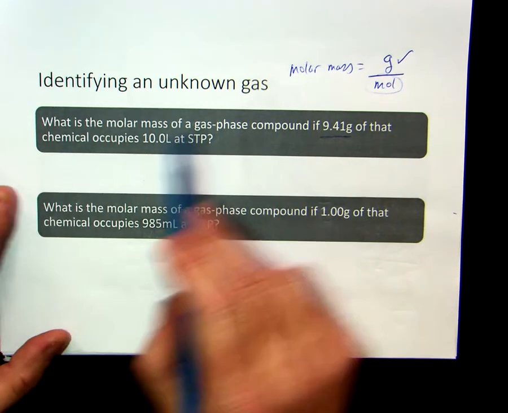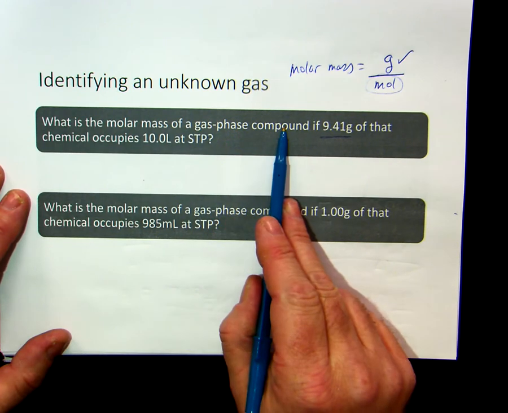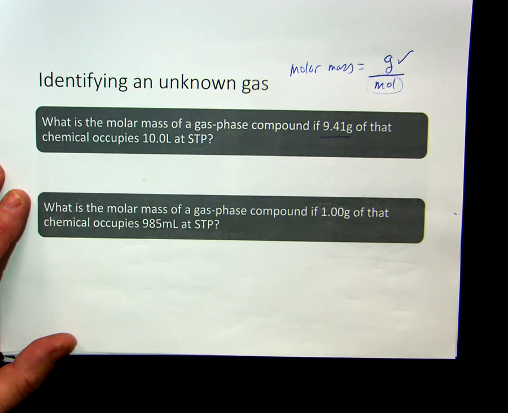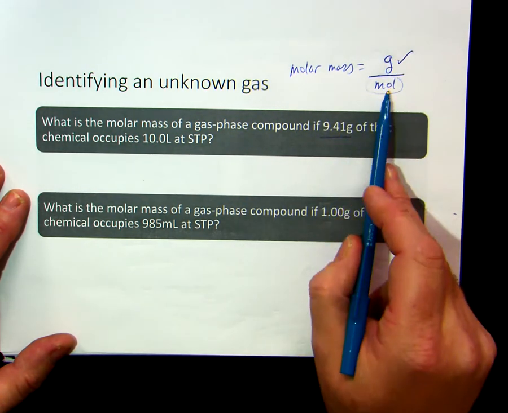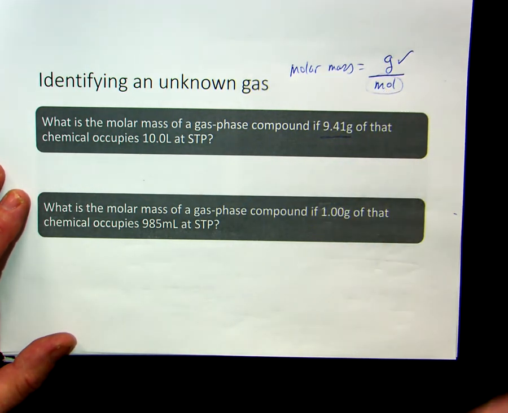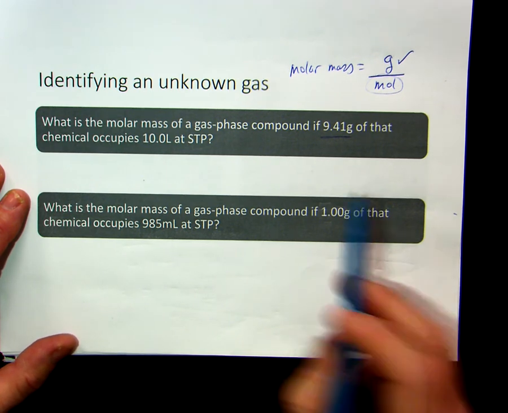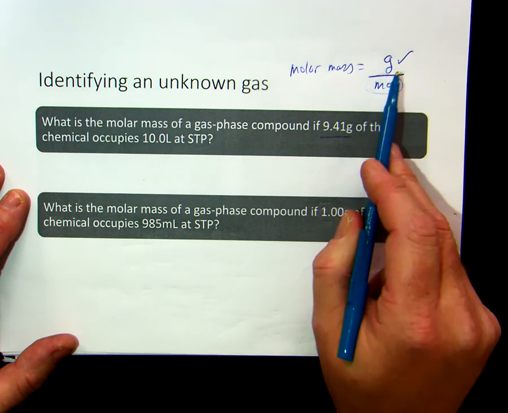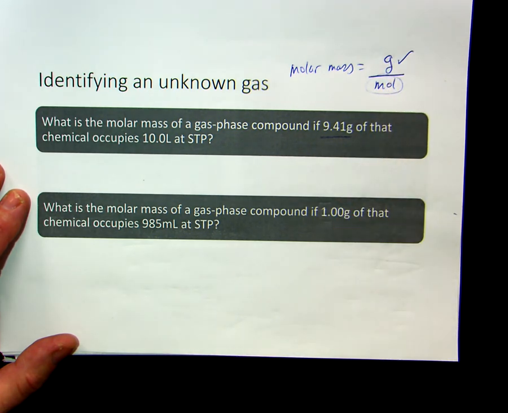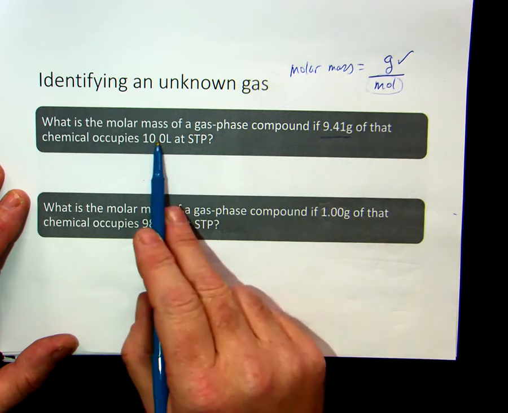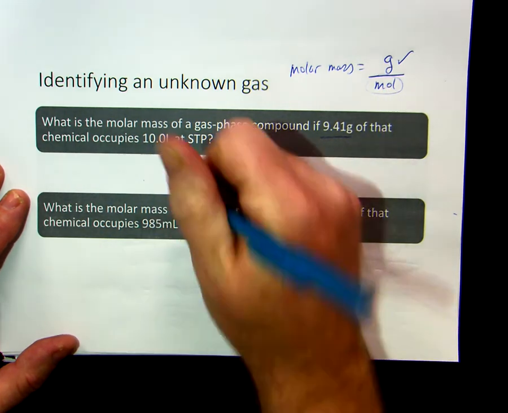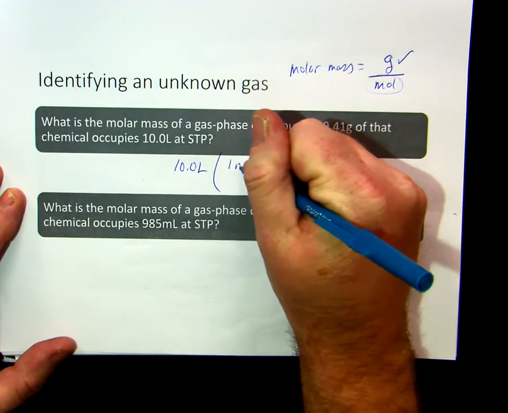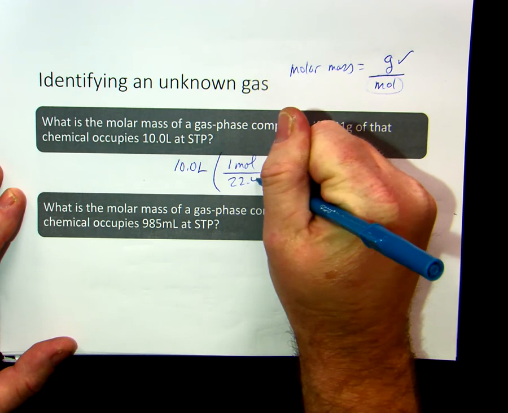So again, the question is asking for the molar mass of a compound. Molar mass is the grams of compound divided by the moles of the compound. It gives you the grams. We have to calculate the moles. And this will be similar to the problems you get on your exams. You're given the information that includes the grams, so you know the numerator. You have to solve for the denominator. So we need to know how many moles 10 liters of a gas would be. So we say, all right, at STP, 1 mole of any gas will be when we have 22.4 liters.